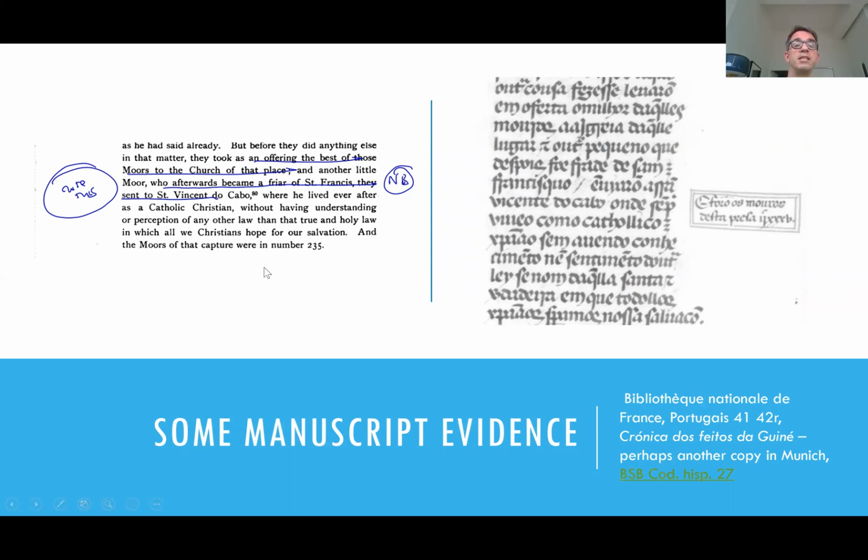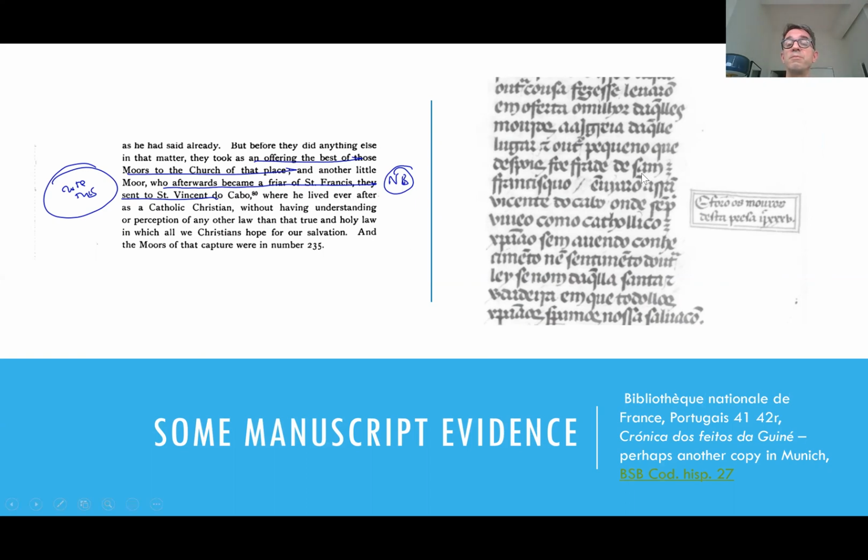And here is, in the English translation, a discussion about the group of captives or slaves who were sent to the church. And Gomes Azurara writes, "But before they did anything else in that matter, they took as an offering the best of those Moors to the church of that place, and another little Moor, who afterwards became a friar of St. Francis, that is a Franciscan, they sent to St. Vincent de Cabo, where he lived ever after as a Catholic Christian, without having understanding or perception of any other law than that true and holy law in which all we Christians hope for salvation."